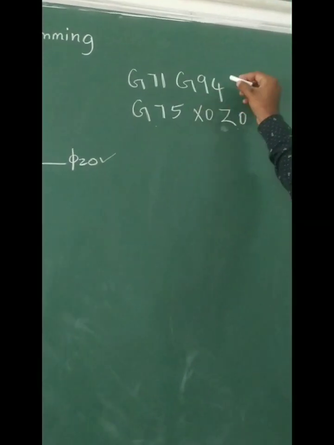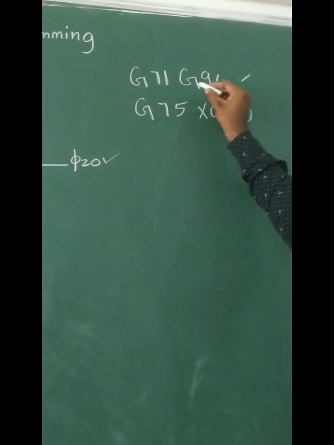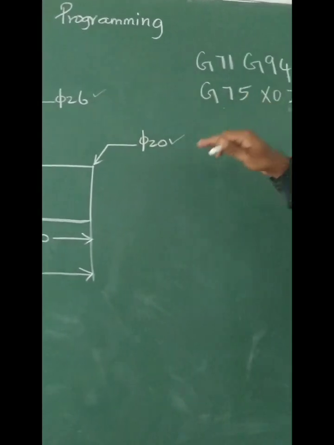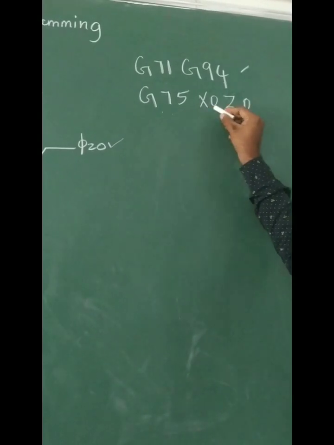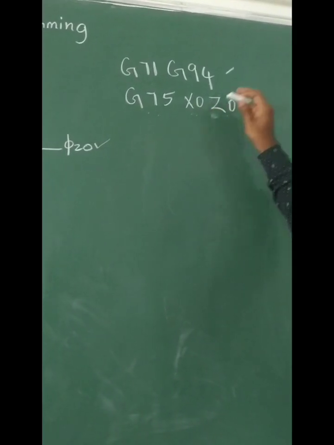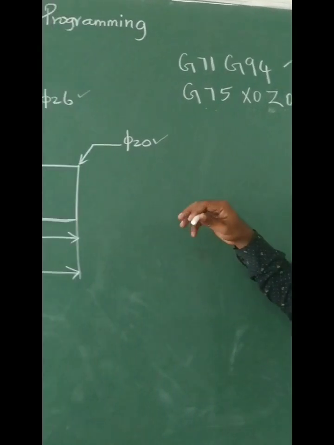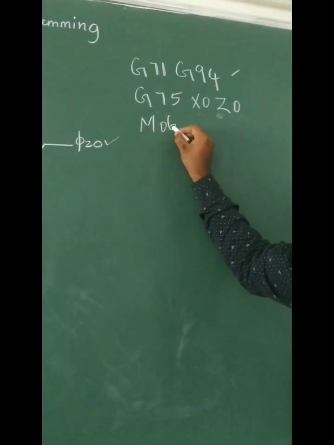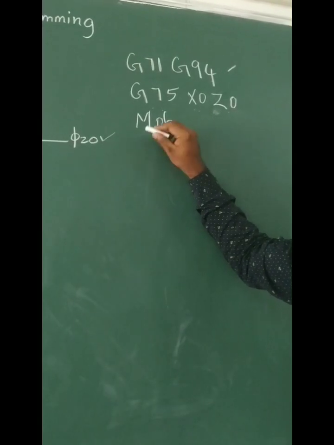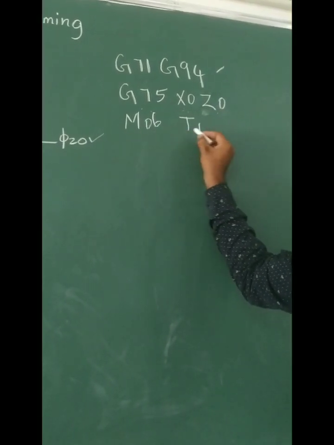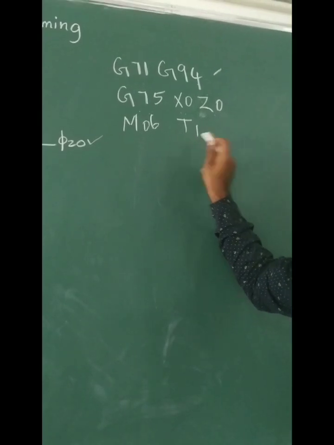Here, the first step we have mentioned is G71, G94, indicating the metric mode and the feed rate. Then G75, X0, Z0, sending the X axis and Z axis to the home position. If we want to change the tool, we have to use M06, which indicates tool change. I want the first tool, so I am writing M06 T1. T1 indicates the first tool.